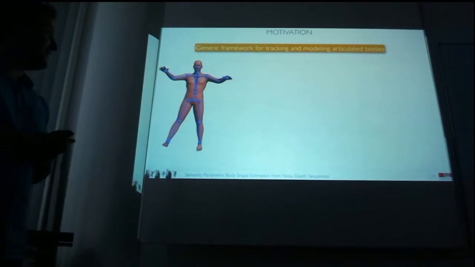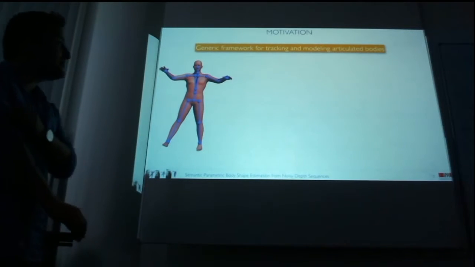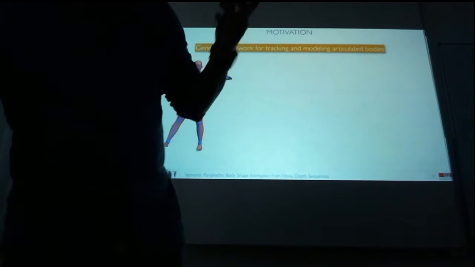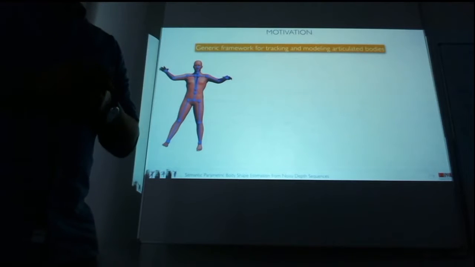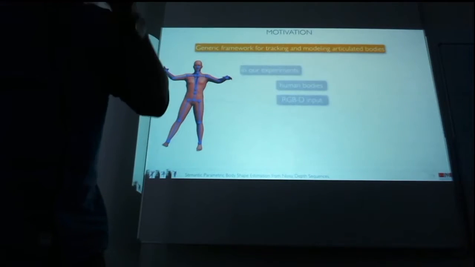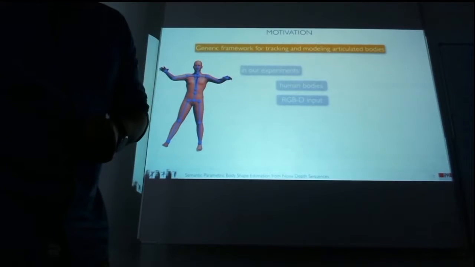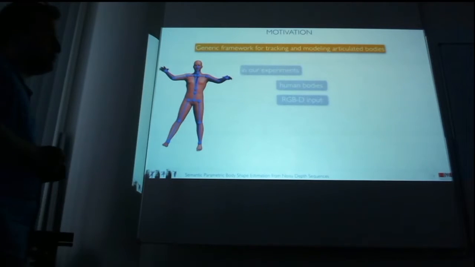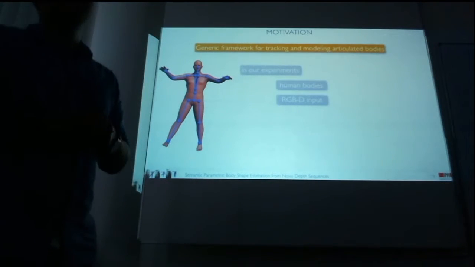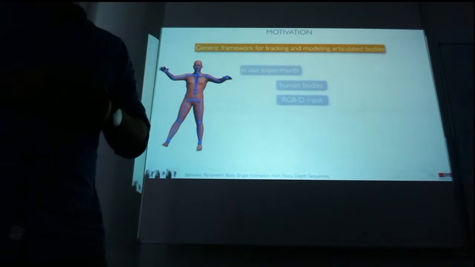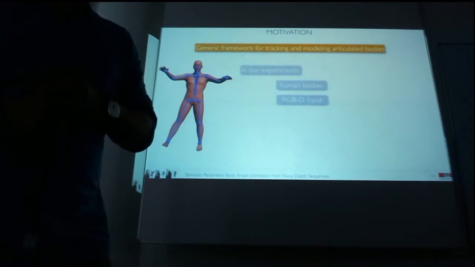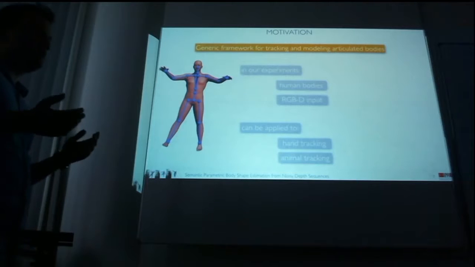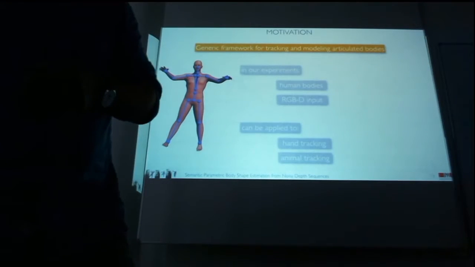Now back to the actual topic: my work with Federico. We tried to build a generic framework for tracking and modeling articulated bodies, in our actual paper that was submitted to RAM this year, under Matteo's chairing. We only applied it to human bodies and we only used RGBD input, but it can be extended to any sort of skeletal templates and depth data. We're not using any RGB right now. Like I said, it can be applied to hand tracking, animal tracking, and all sorts of other things.